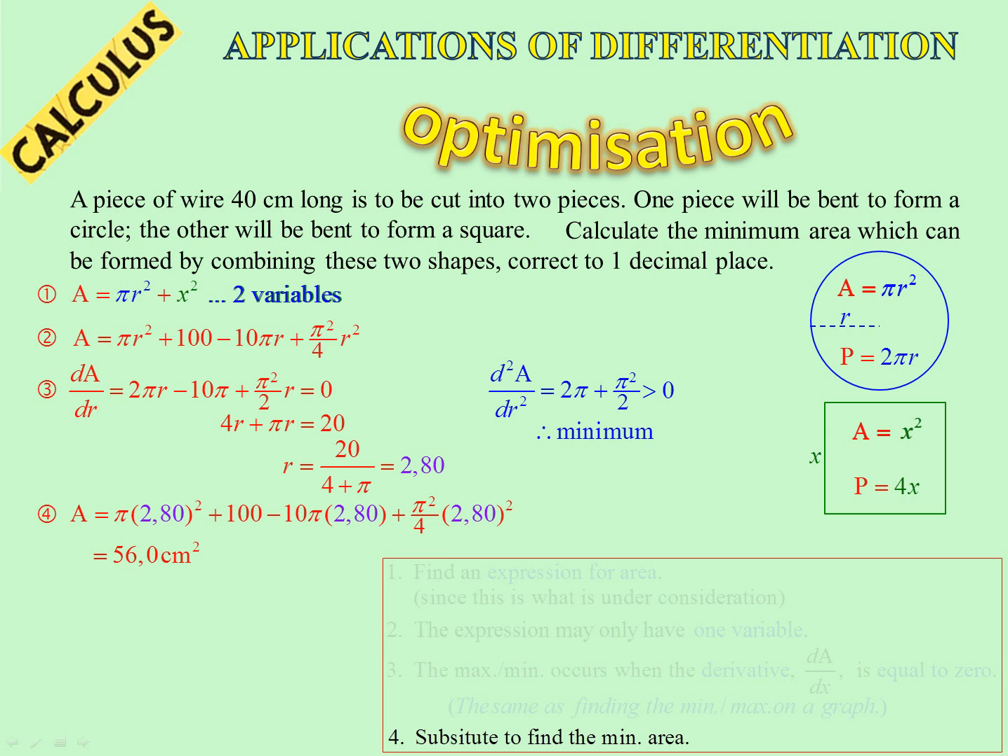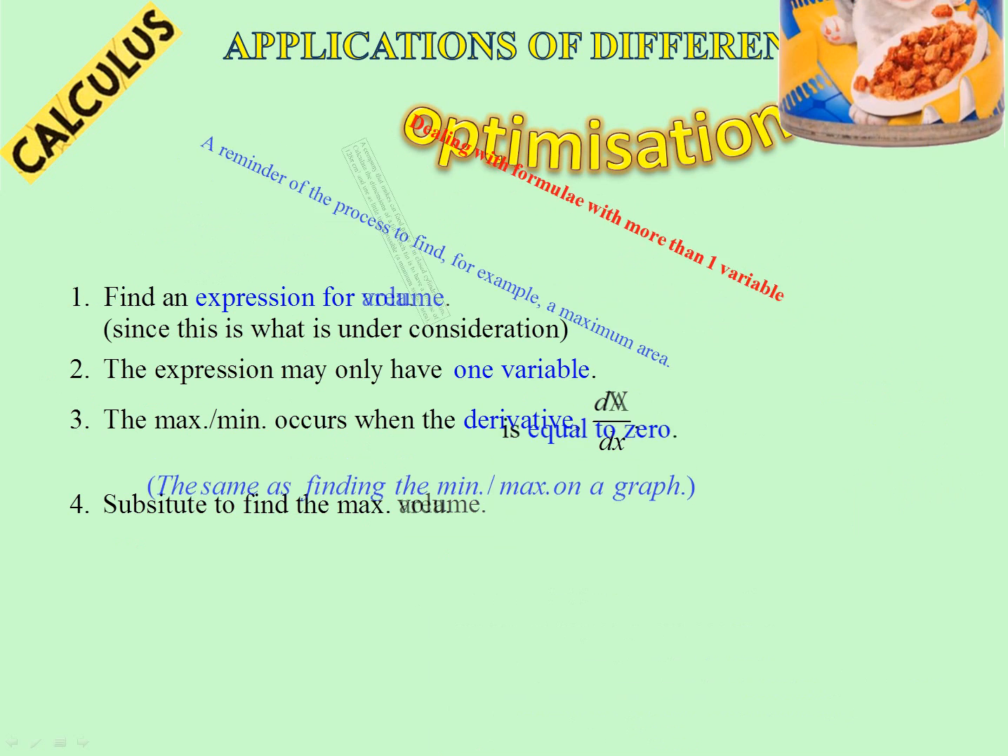And it simplifies to 56.0 square centimeters. And there's your minimum area that you can form by adding these two shapes together.